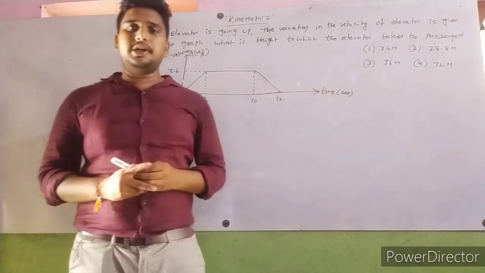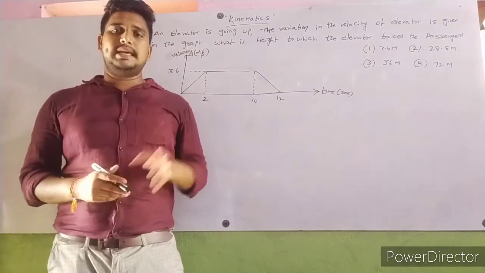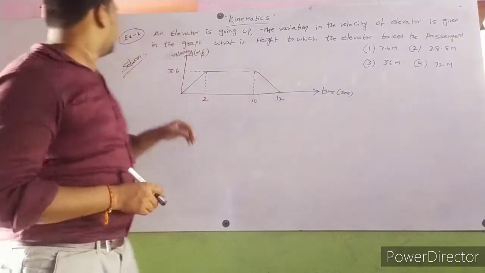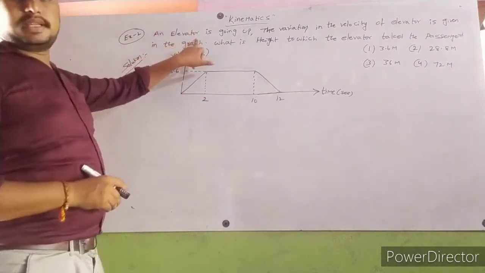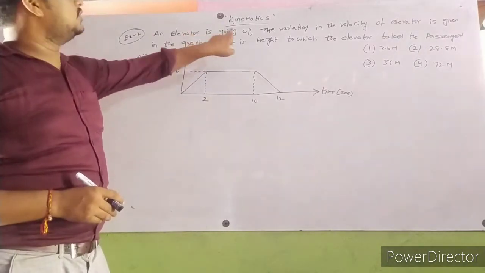Well, continuing my lecture on numericals on graphs, example 2. An elevator, or a lift. Elevator is also called a lift. The lift is going up.